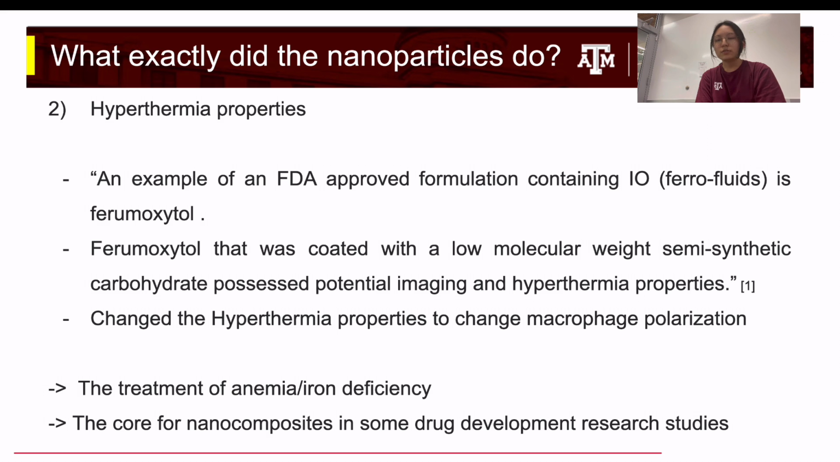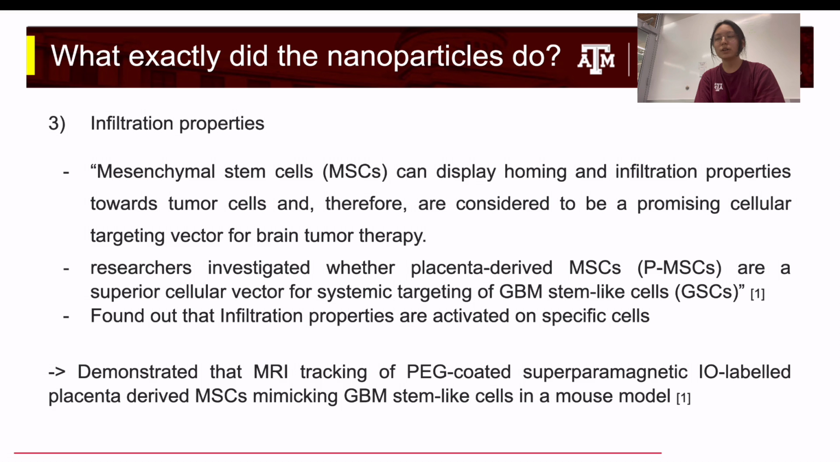So they used it to change macrophage polarization, and that resulted in the treatment of anemia and iron deprivation, the core for nanocomposites in some drug development research studies. And for the third one, they changed the infiltration properties.